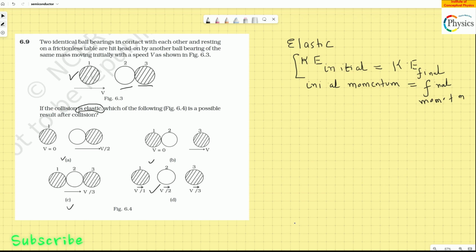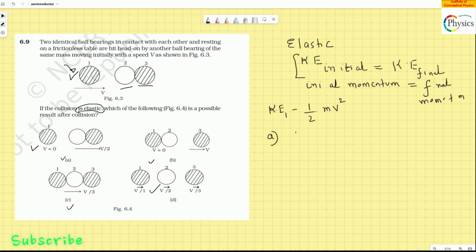So let's look into the initial kinetic energy of the system. The initial kinetic energy of the system is only this, right? So the kinetic energy is equal to half mv square. After the collision, let's calculate the kinetic energy of choice number A.